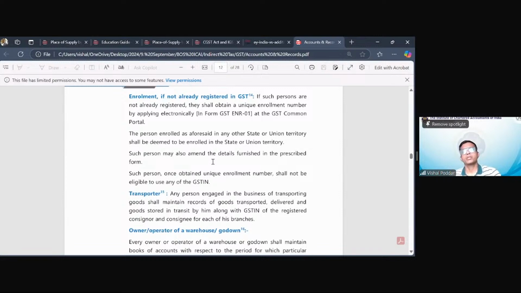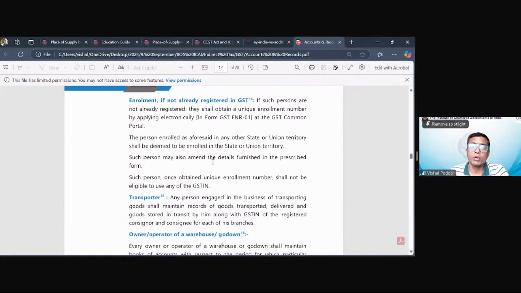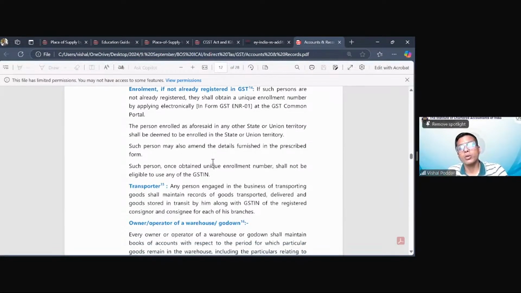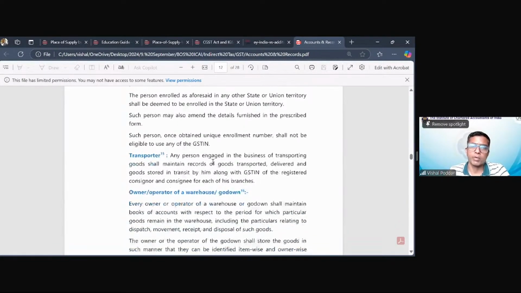So what is an enrollment number? It is used where you do not have a registration number, for doing temporary compliance. Let me tell you what this temporary compliance is. Many times, as a transporter, you have to raise an e-way bill. For this e-way bill also, you can use this enrollment number.